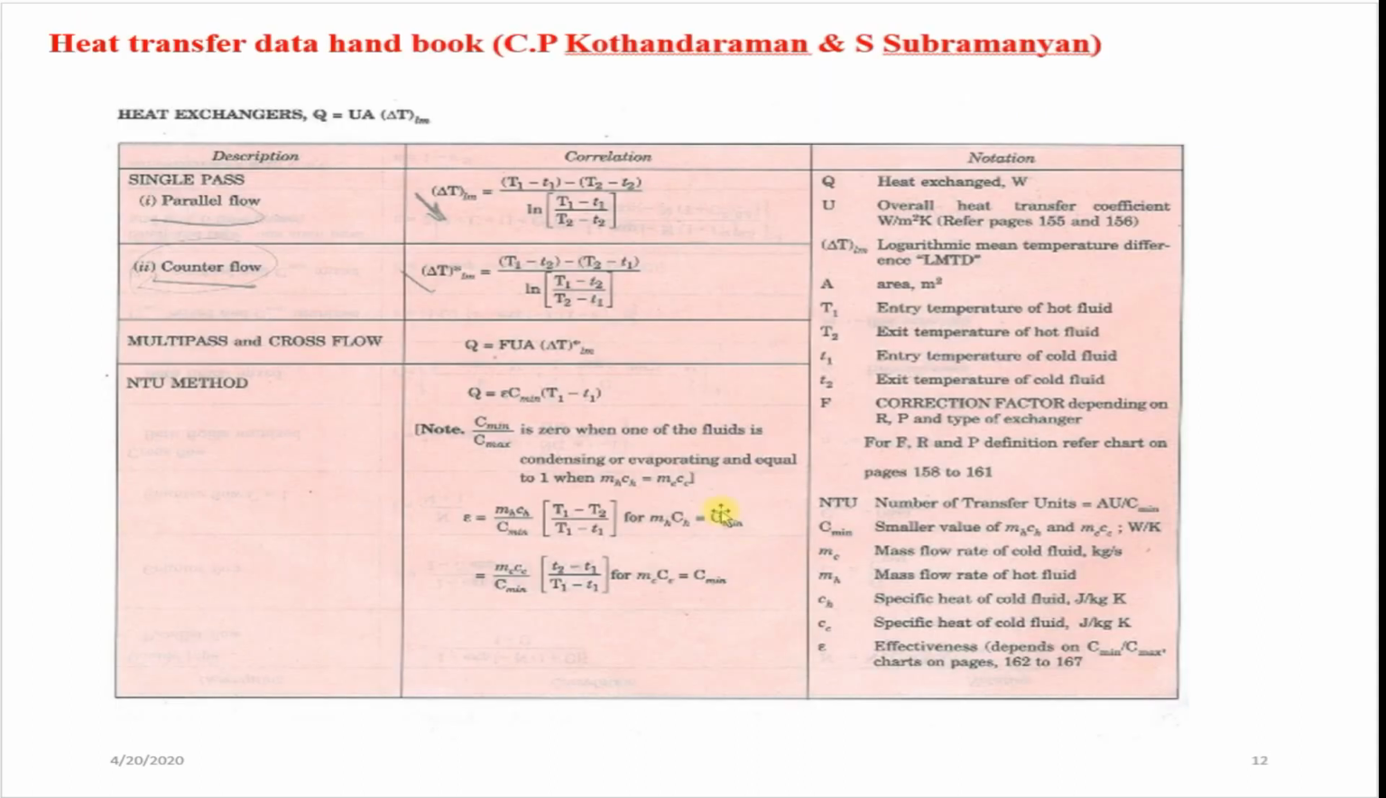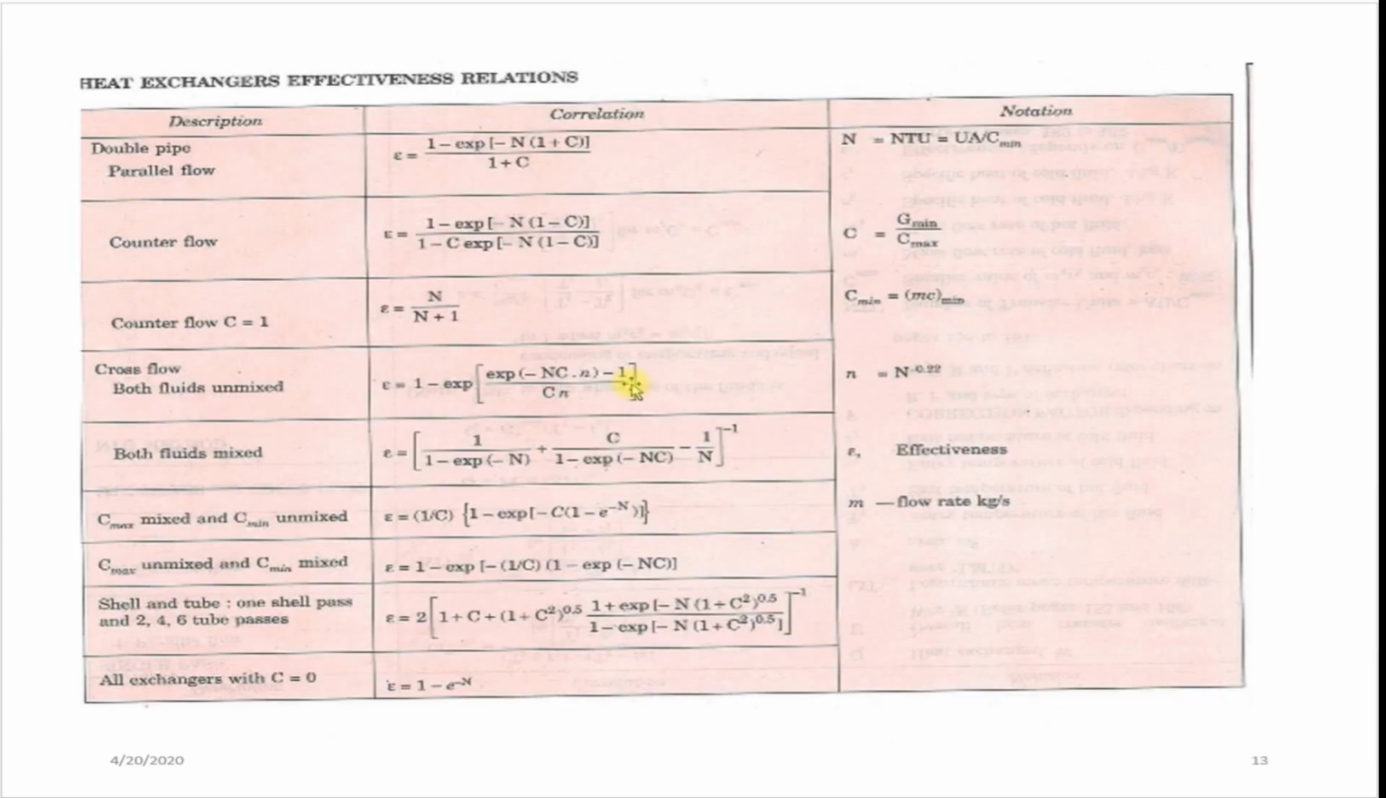The equations we have used in the heat exchanger chapter are available in the Heat Transfer Data Handbook by C.P. Kothandaraman and Subramanian. We derived the parallel flow and counter flow LMTD equations, and the same equations are available here. Then we have seen the correction factor; the same equation is available here, you can go through once. Then the heat exchanger effectiveness, which we have just seen: the parallel flow equation is 1 minus exponential of minus N into (1 plus C) divided by (1 plus C).